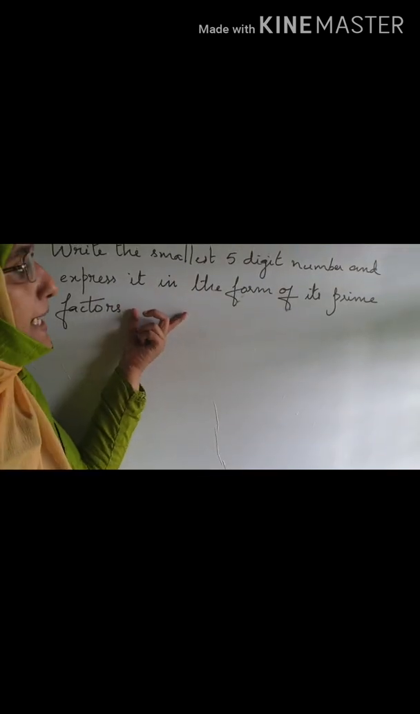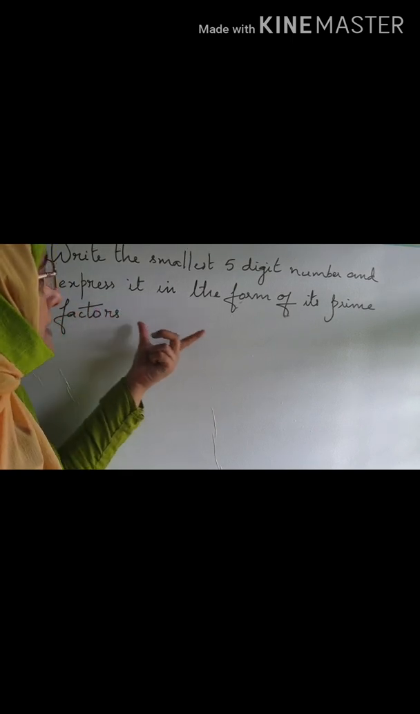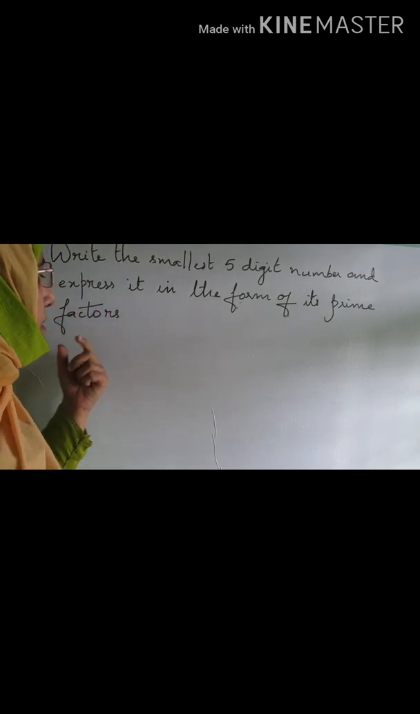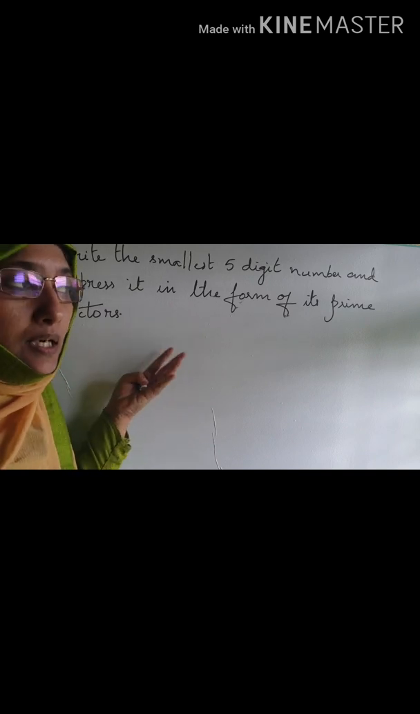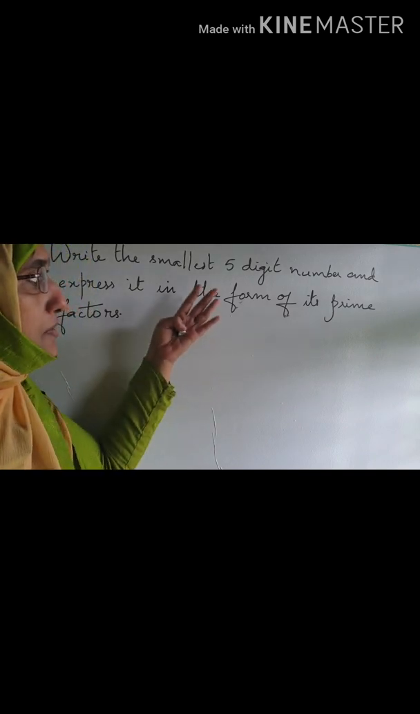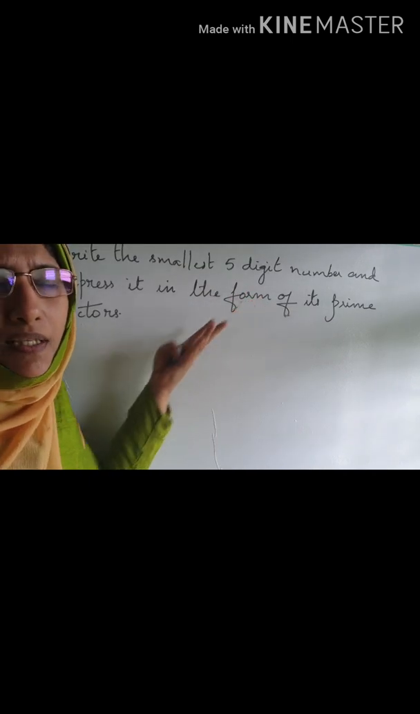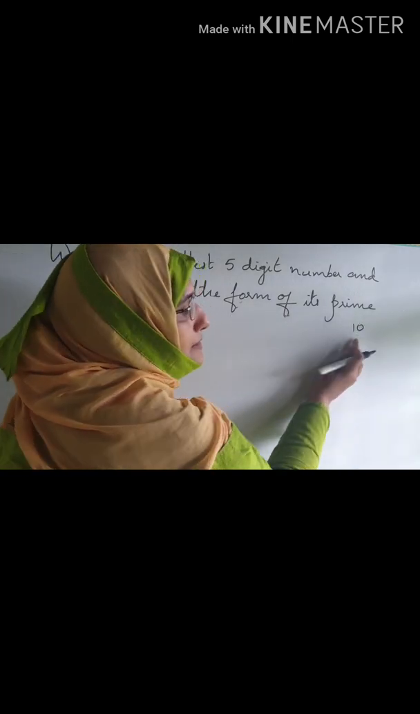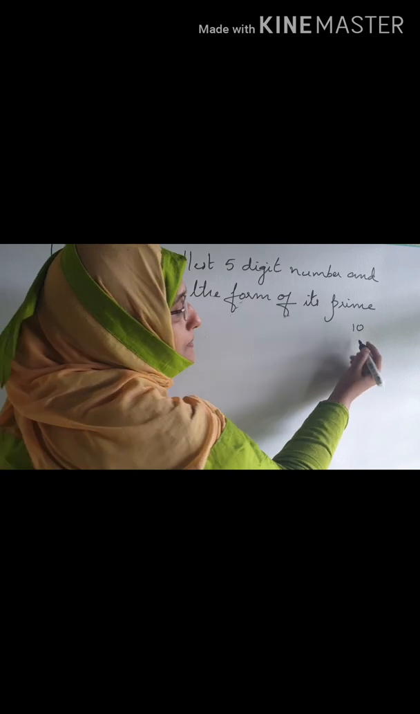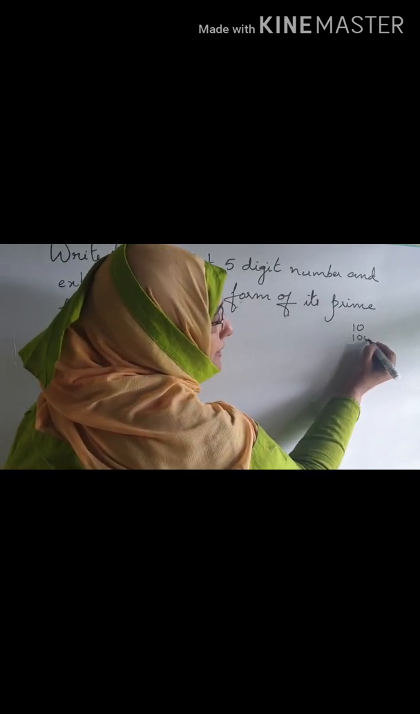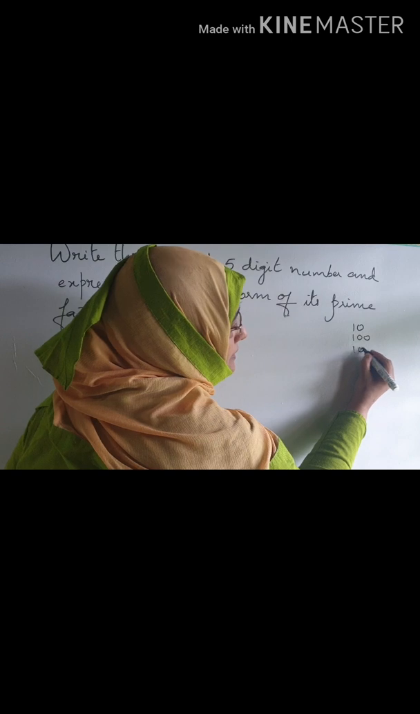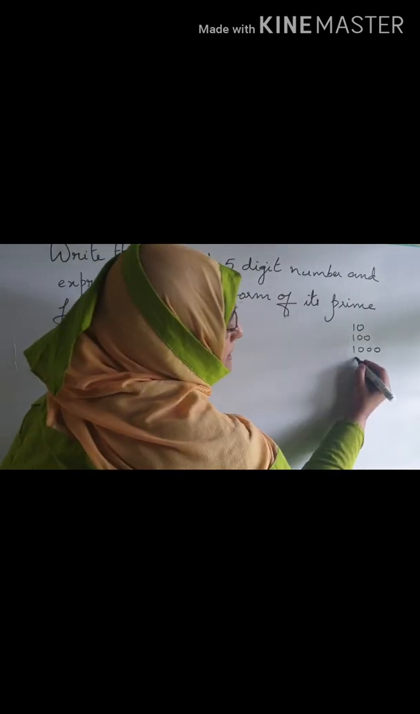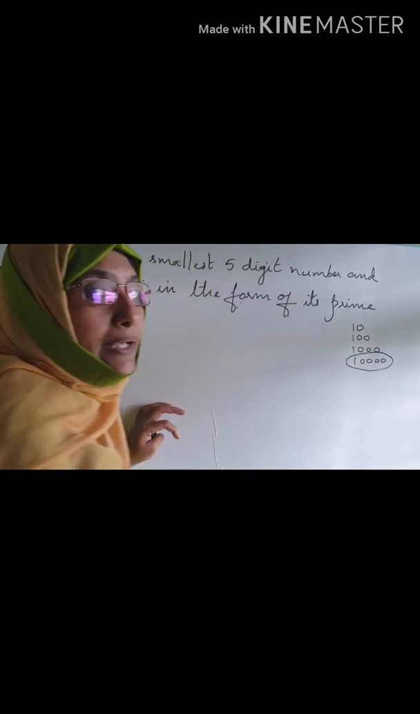See the next one. Write the smallest 5-digit number and express it in the form of its prime factors. Same as the previous question. There it was the greatest 4-digit number. Here you have to use the smallest 5-digit number. Which is the smallest 5-digit number? Which is the smallest 2-digit number? It is 10, isn't it? This is the smallest 2-digit number. What about the smallest 3-digit number? It is 100. 4-digit number, 1000. So the 5-digit number will be 10,000. So you have to prime factorize 10,000.